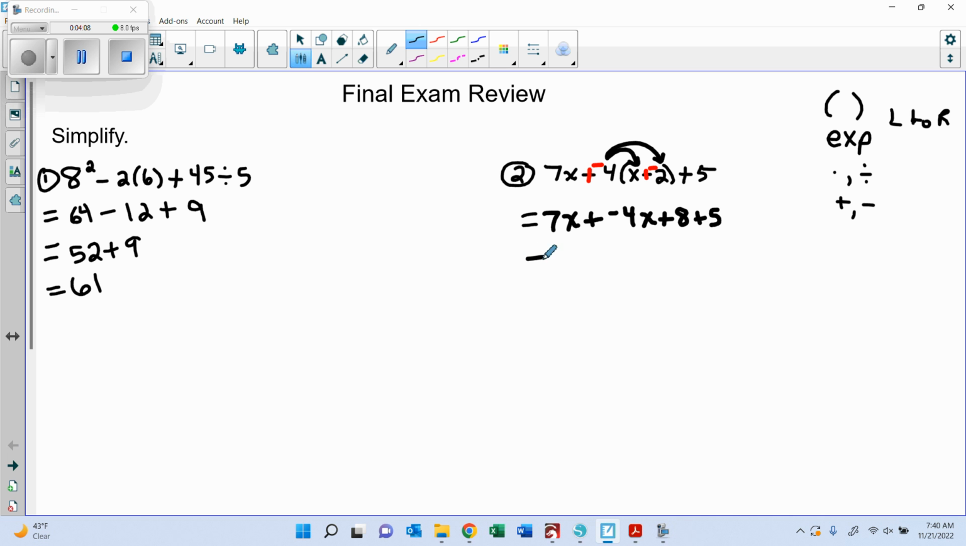Now, I just keep going through until there's nothing else I can do. So I look at all my terms, and here I have like terms. These two terms are alike, so they can be added. They're both x terms. So I have 7x plus a negative 4x. So that's 3x. And then these two terms are alike. They're both just constants. So then that will be plus 13. So that's a good review of your order of operations.